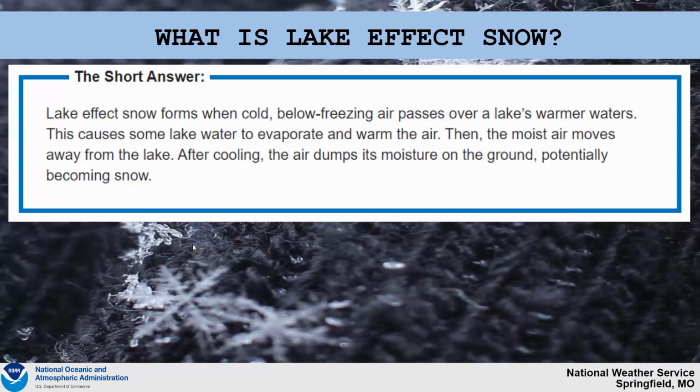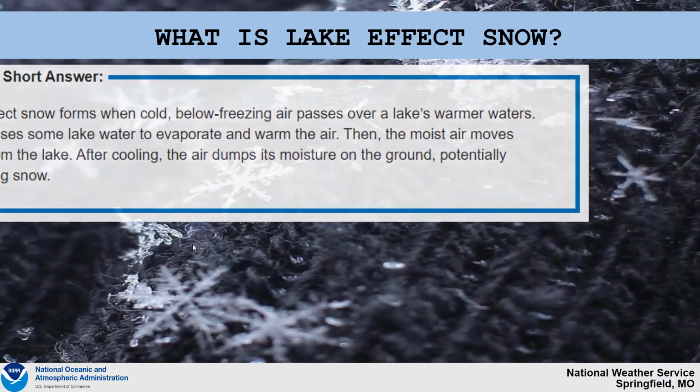So what exactly is lake effect snow? Well, the short, long answer is that lake effect snow forms when cold, below freezing air passes over a lake's warmer waters. This causes some lake water to evaporate and warm the air. Then the moist air moves away from the lake. After cooling, the air dumps its moisture on the ground, potentially becoming snow.